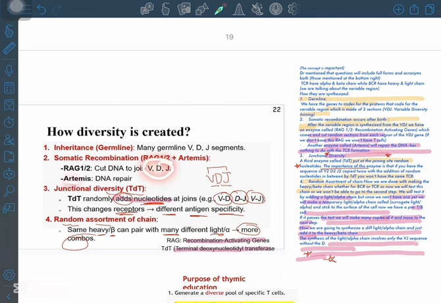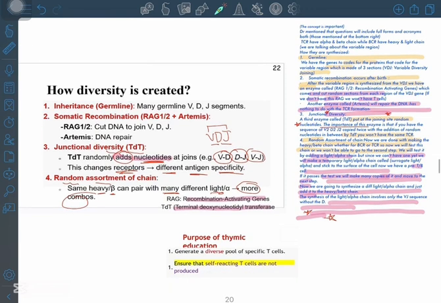And then the other one is for repairing. It is for the joining. This somatic recombination occurs after birth, and this is very important to know. If we don't have this cutting from RAG1 and 2, we won't have T cells, because it basically cuts these sections so that later we can join them.